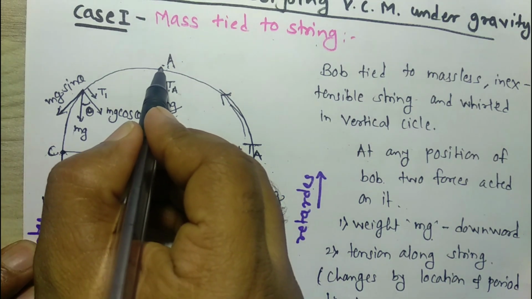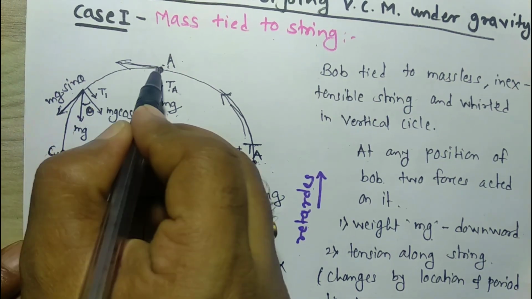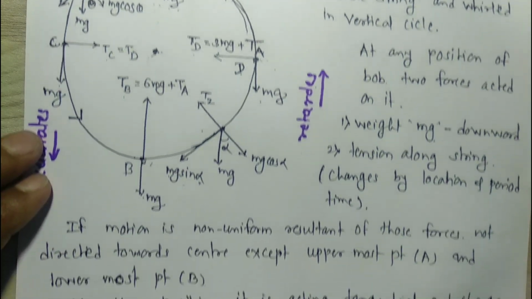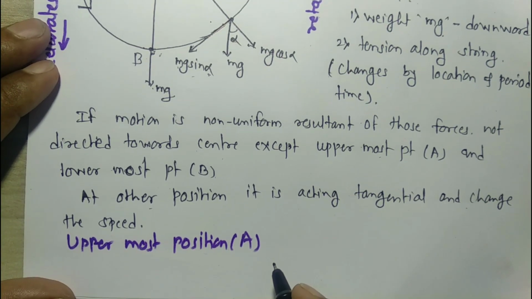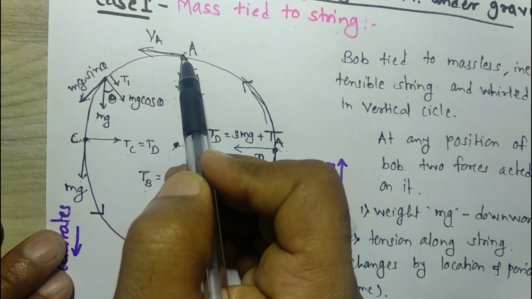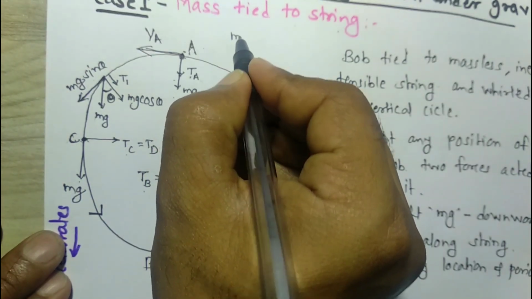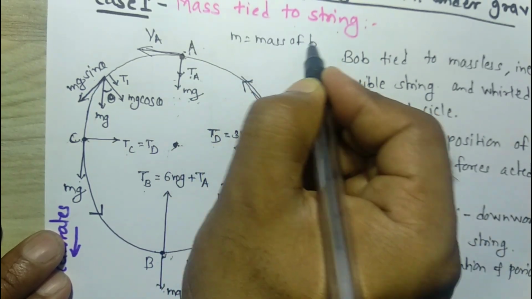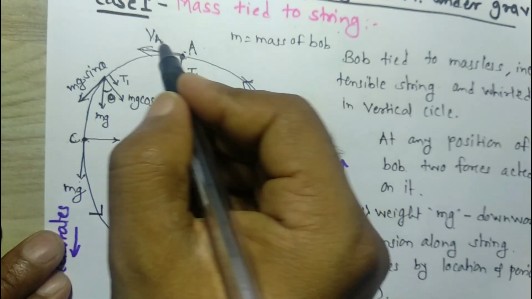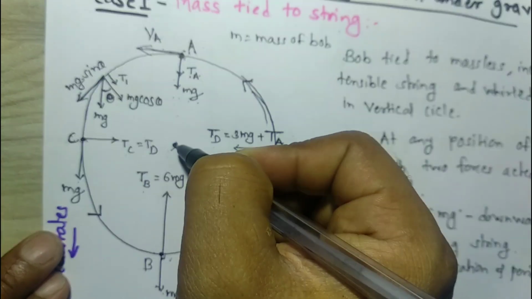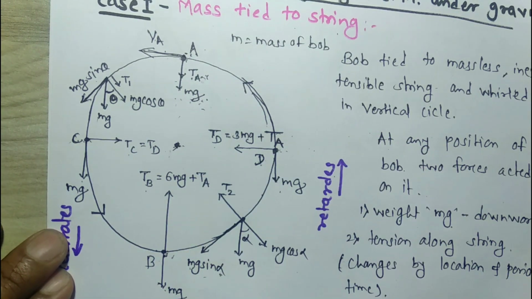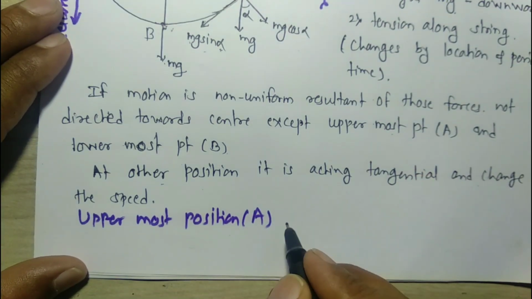Right now we have to consider that at point A, the speed of the particle is VA. And therefore at the uppermost point, VA is the speed, m is the mass of that particle, the mass of the bob, and VA is the speed of the particle at point A. TA and mg are acting toward the center. That means these two give the resultant force towards the center, which is nothing but a centripetal force.